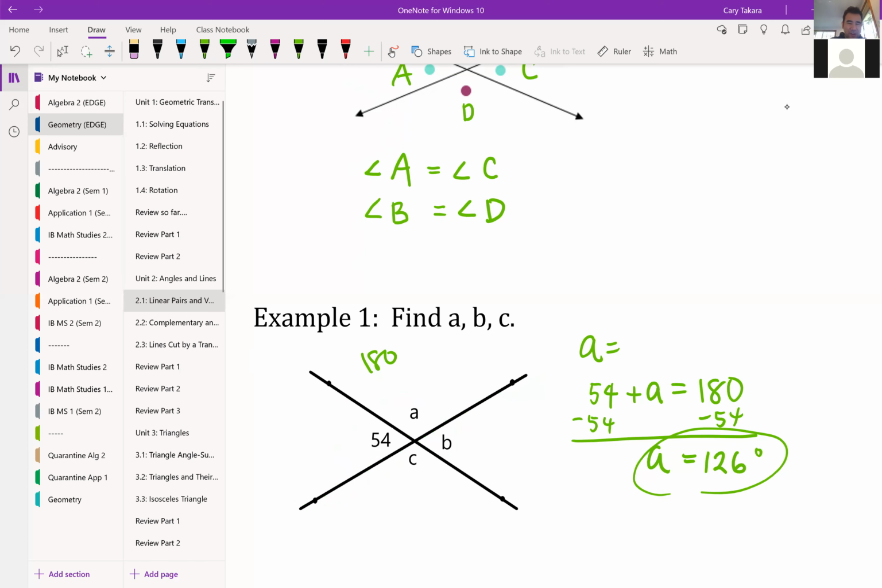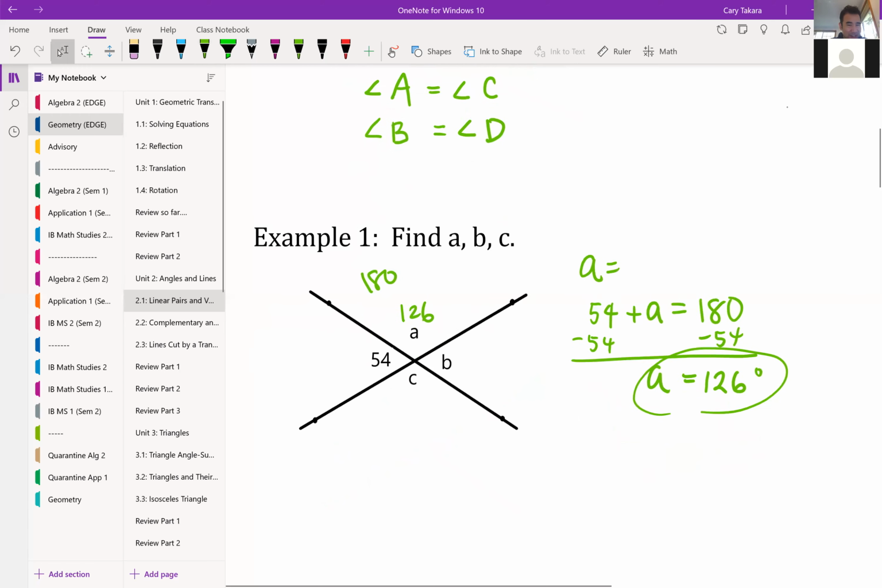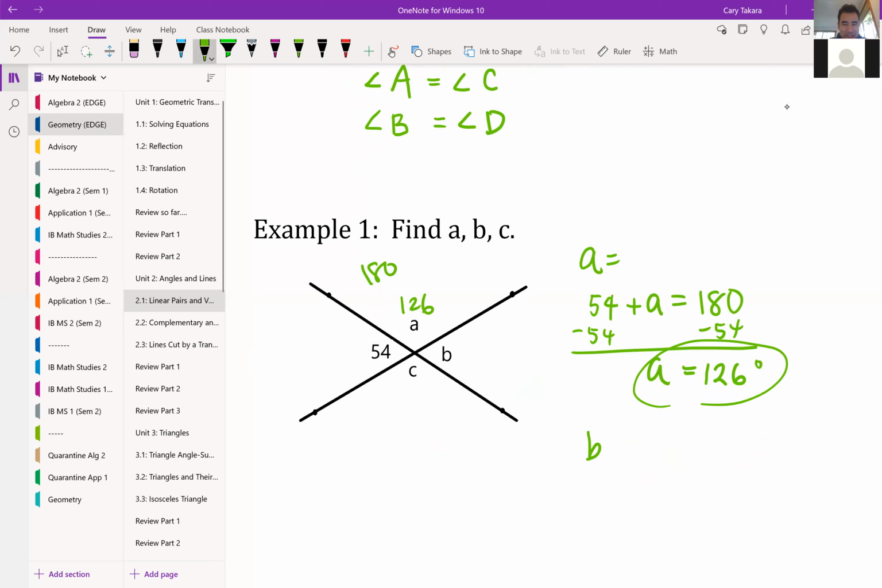Next. So we figured it out. A is 126. Now, how about B? For B, you don't have to do anything. What's B going to be? Everybody. B is going to be, nice job, Jessica. Anybody else? What's B going to be? B is going to be 54.